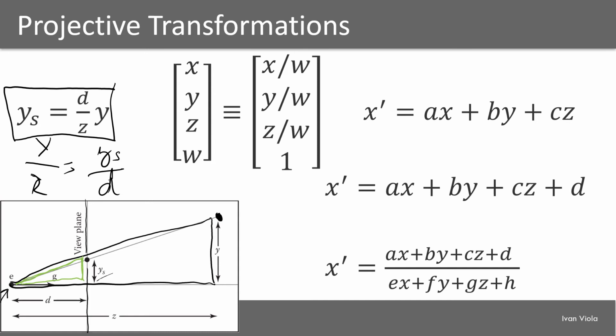So it turns out that the reciprocal of Z is the right scaling factor of the Y coordinates in the eye space in order to perform the perspective projection onto the plane which is far away from the eye point by the distance d. So that is the scaling factor which also plays a role in this perspective projection.